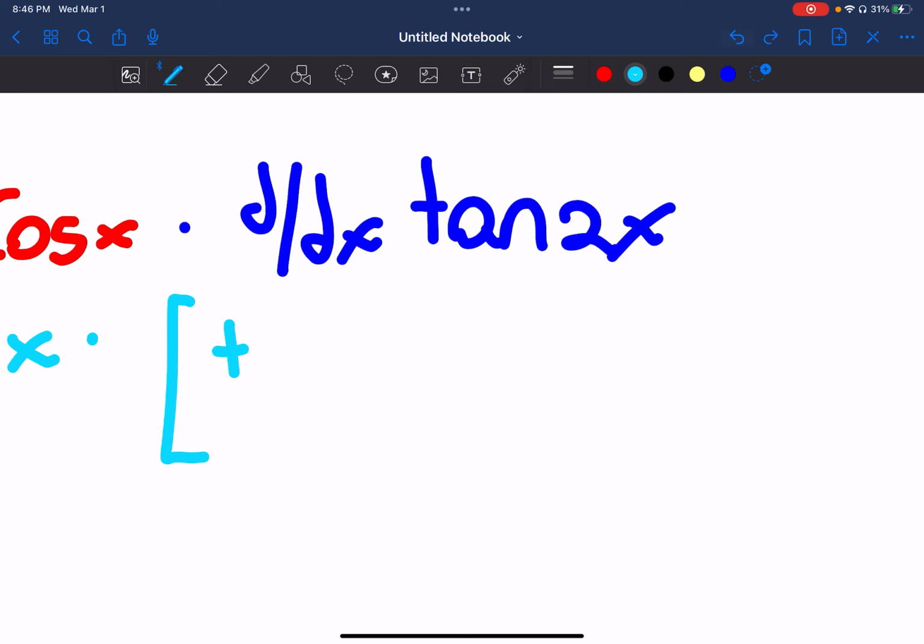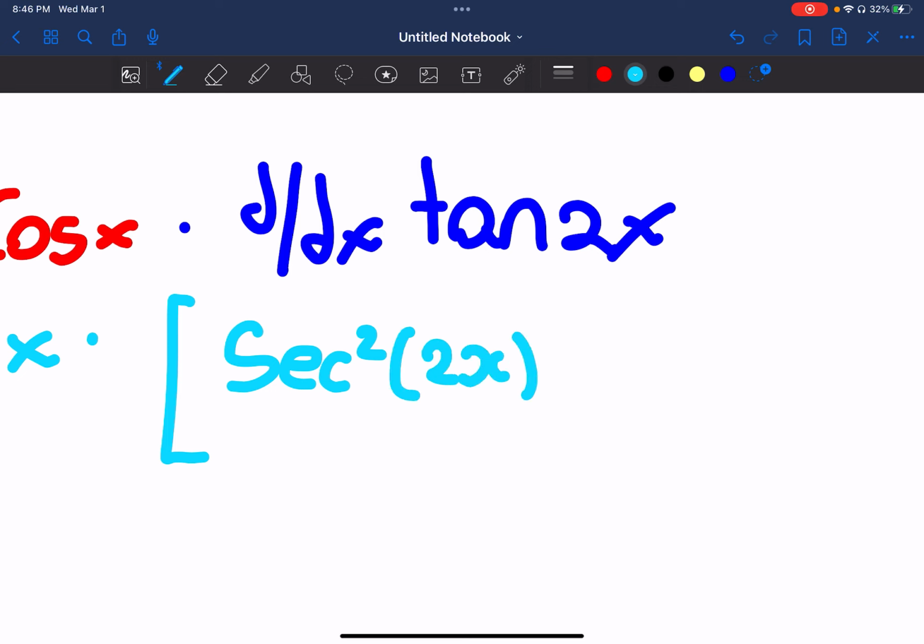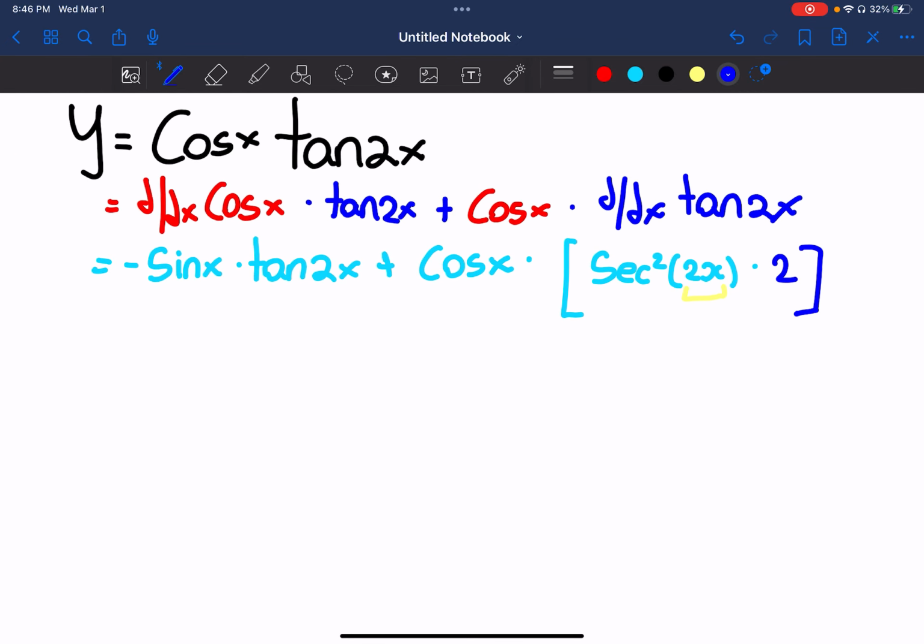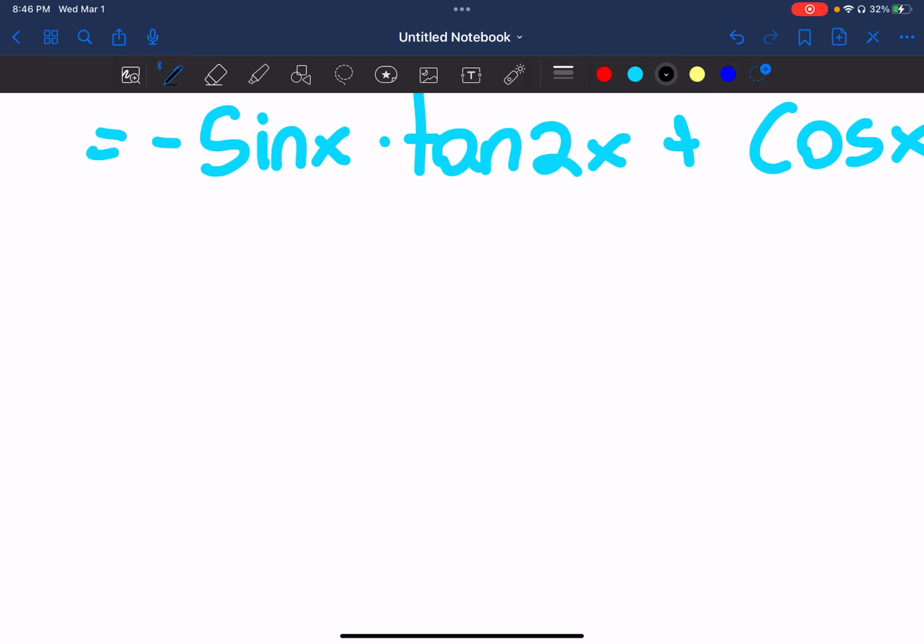Oh, sorry, sec squared, because the derivative of tan x is sec squared. And remember, we leave the parameter, so sec squared 2x times the derivative of the inside of the parameter, which in this case is 2x. So inside that times 2. Right? So this is going to be equal to minus sine x tan.